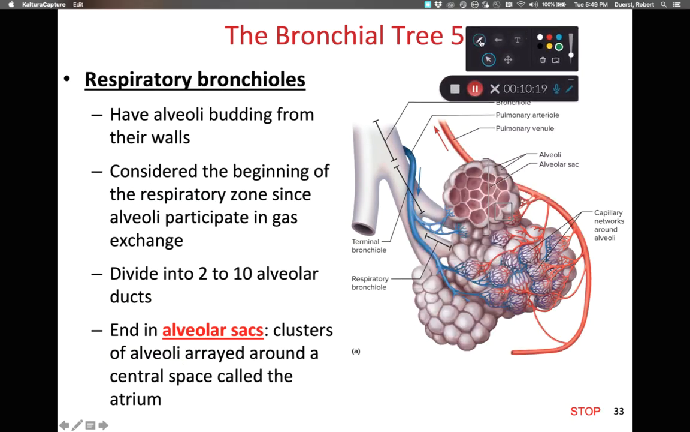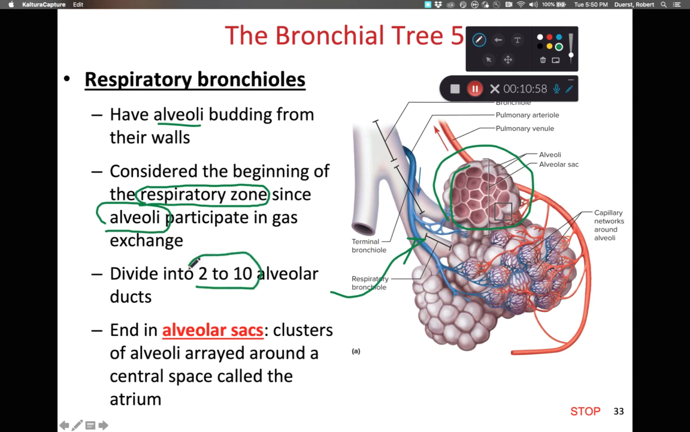As we look at our respiratory bronchioles, which are shown right here, they lead directly to a large cluster. This large cluster is an alveolar sac with individual alveoli budding off of it. The respiratory bronchiole is going to be considered the beginning of our respiratory zone. And to review and refresh, the respiratory zone is where we have gas exchange across the membrane, where we have oxygen added to the blood and carbon dioxide removed from the blood, even though most gas exchange occurs within the alveoli themselves. The respiratory bronchioles are further branched to 2 or 10 alveolar ducts.